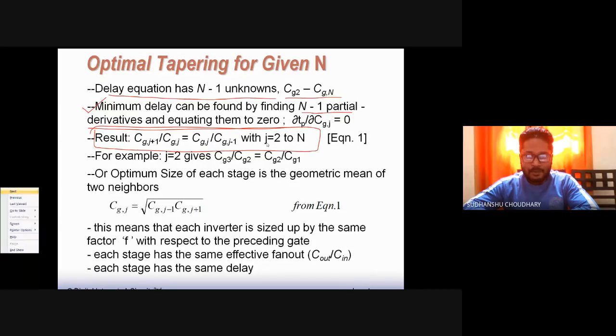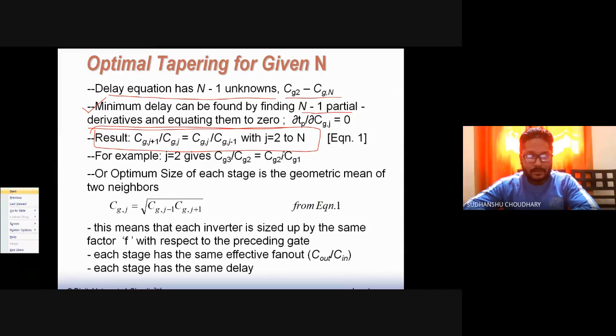For example, if I put J equal to 2 in this equation, it gives me a relationship between CG3, 2 and 1. Similarly, if I put J equal to 3, I get a relationship between CG4, 3 and 2. And if I put J equal to 5, I get a relationship between CG5, 4 and 3. So I can get the relationship between the gate capacitances of all MOSFETs.